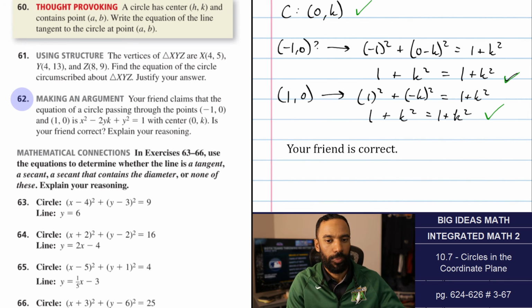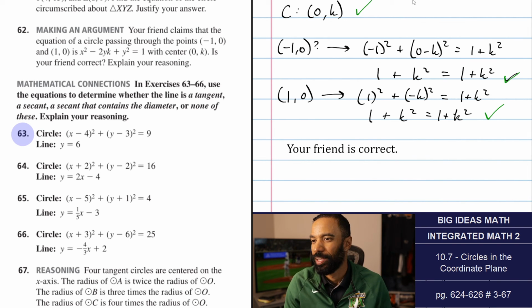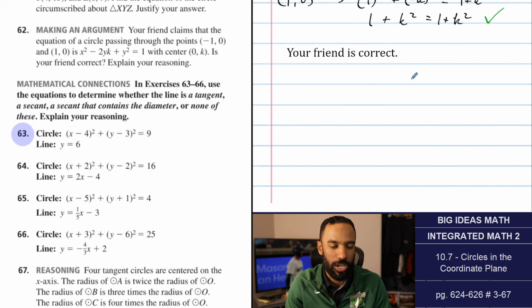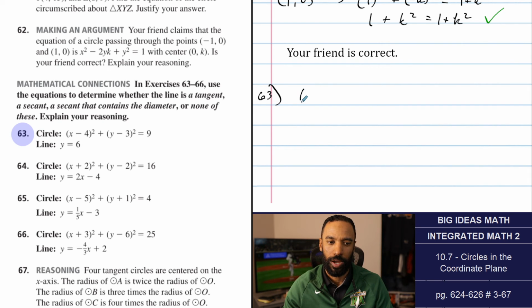Okay, 63 to 66. Those are the second to last, the penultimate four, I guess. Before the final one, we are going to use the equations to determine whether the line is a tangent, secant, or a secant that contains the diameter, or none of these. Interesting. So, the first one, we have x minus 4 squared plus y minus 3 squared equals 9.